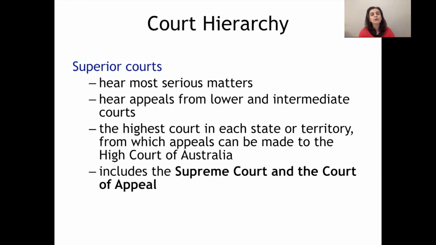So the superior courts hear more serious matters. They also hear appeals from lower and intermediate courts. It's the highest court in each state or territory from which appeals can be made to the High Court of Australia, which is part of the federal court system, and it includes the Supreme Court and the New South Wales Court of Appeal. So like I said, it hears more serious criminal matters as well as appeals from the lower courts. And it's the highest court within New South Wales that then can actually go to the federal system.